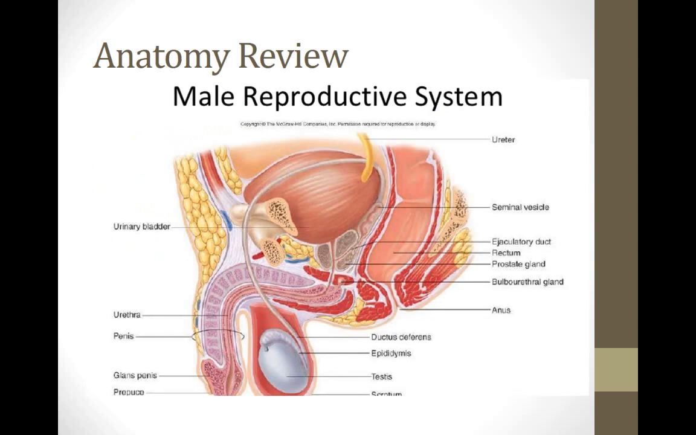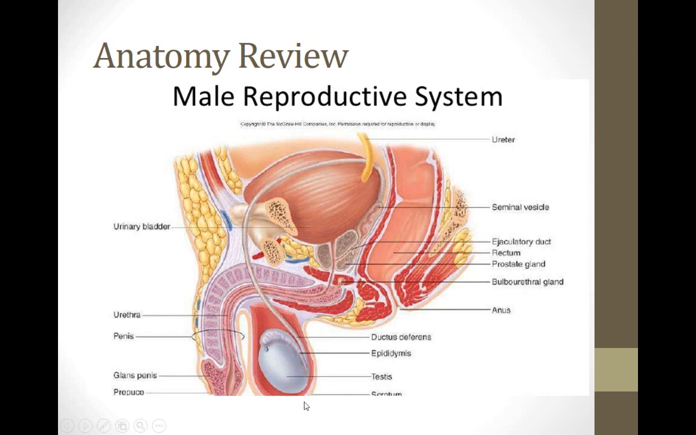So we'll start by looking at just a quick review of the anatomy of the male. We should have had this, or you should be working on this with the lab component as well. But we have the testes. The male has two testes, and the purpose of the testes is twofold: one, to produce sperm, and the other, to produce testosterone.